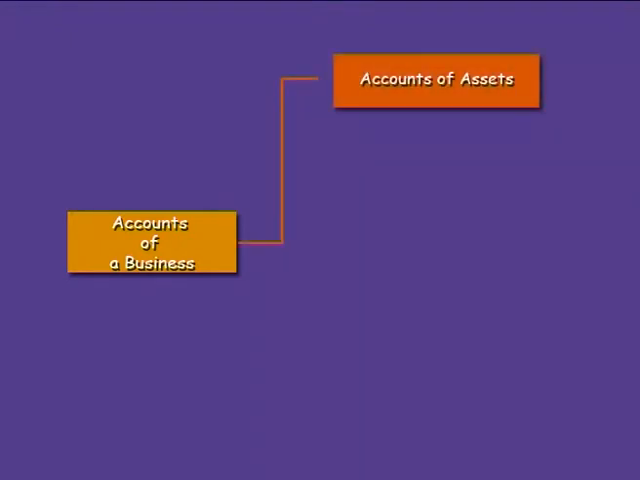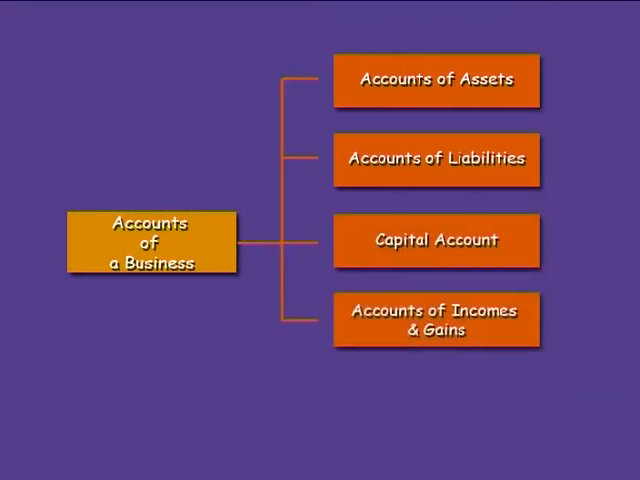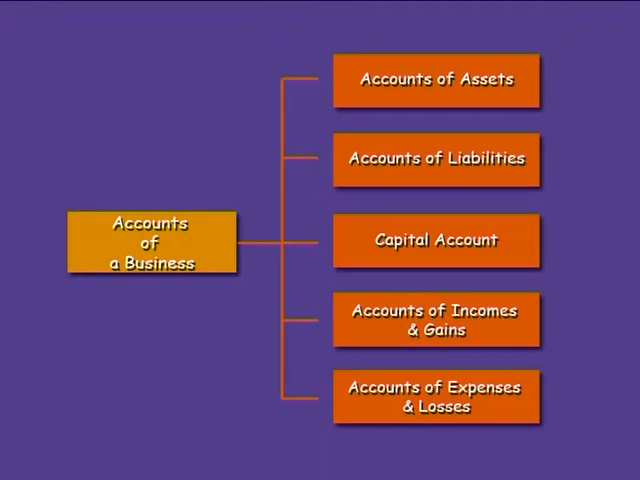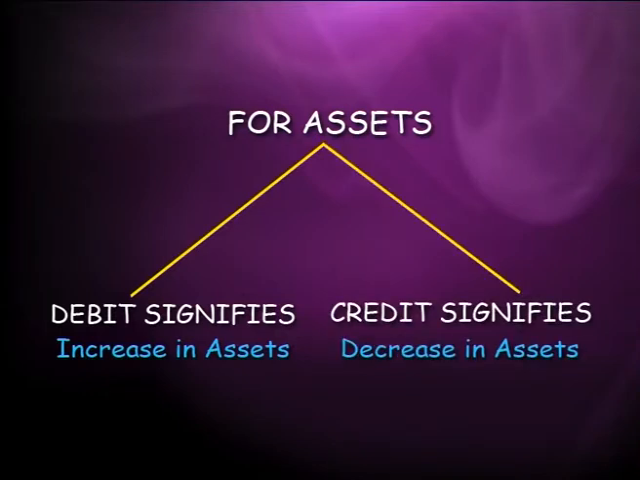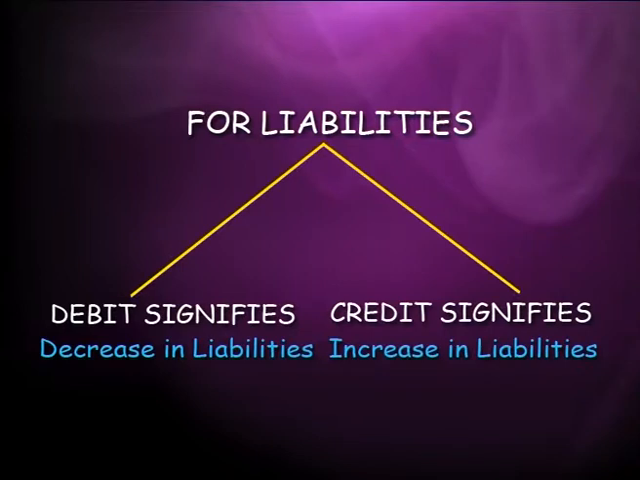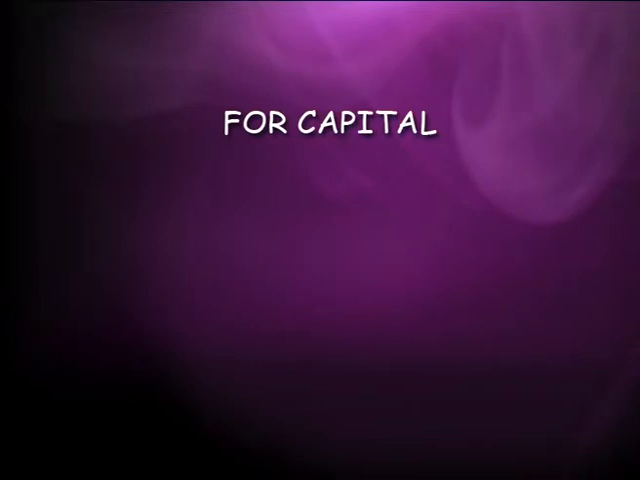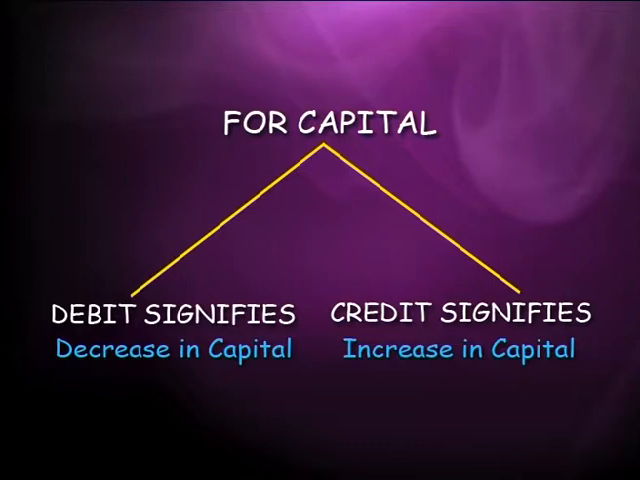Seen from a particular dimension, all the accounts of a business can be categorized under the following heads: accounts of assets, accounts of liabilities, capital account, accounts of incomes and gains, and accounts of expenses and losses. For asset accounts, debit signifies increase in assets, whereas credit signifies decrease in assets, while for liabilities, debit signifies decrease in liabilities and credit signifies increase in liabilities. Likewise, for capital account also, debit signifies decrease in capital and credit signifies increase in capital.